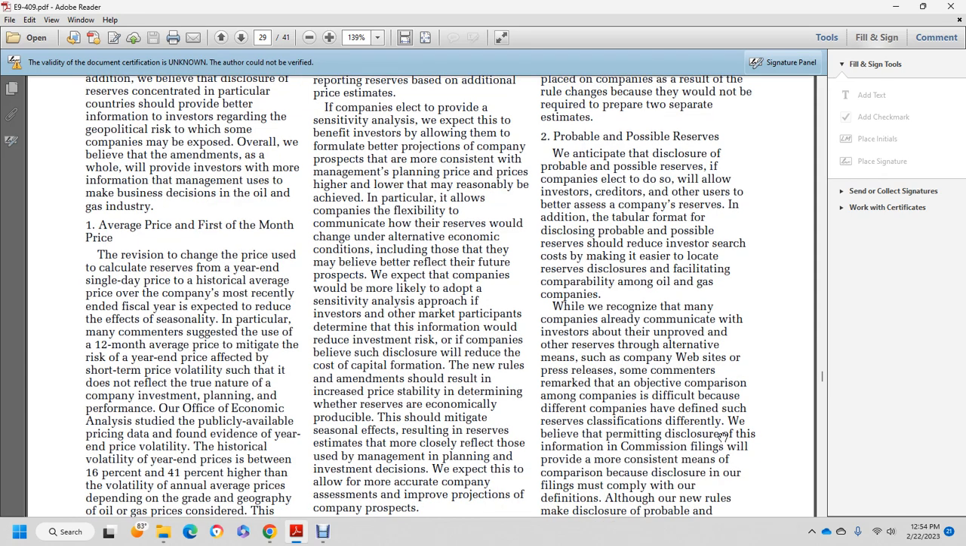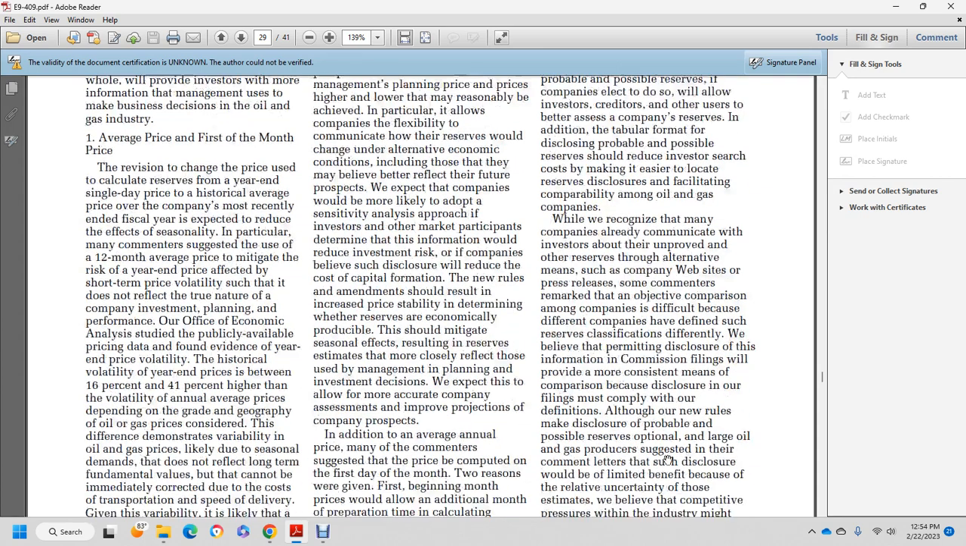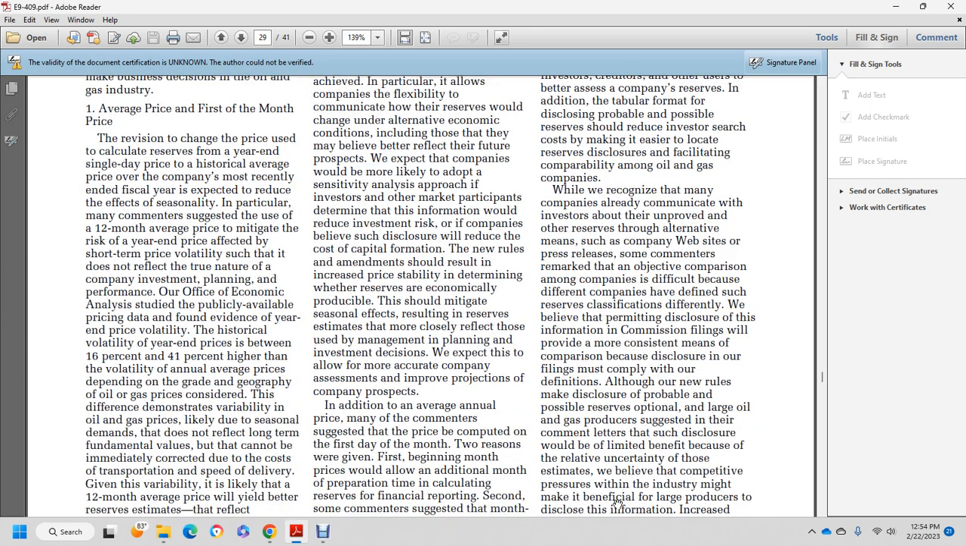We believe that permitting disclosure of the information in Commission filings will provide a more consistent means of comparison, because disclosures in filings must comply with our definitions and all of the other new rules. Some commenters suggested that disclosure of probable and possible reserves be optional, and that such disclosure would be limited in benefit to cover the relative uncertainty of the estimate.